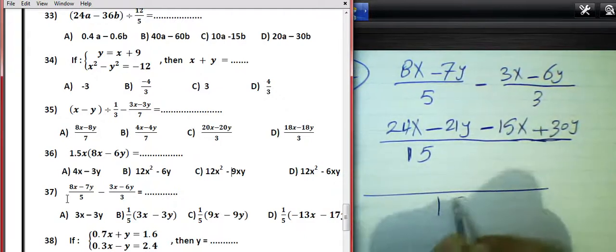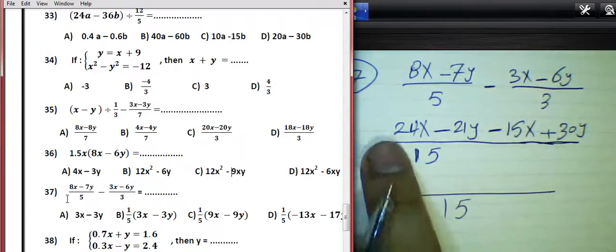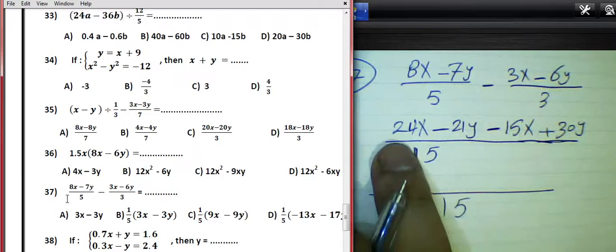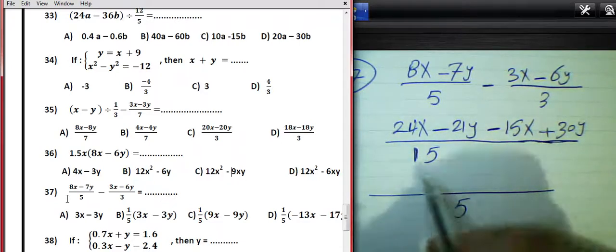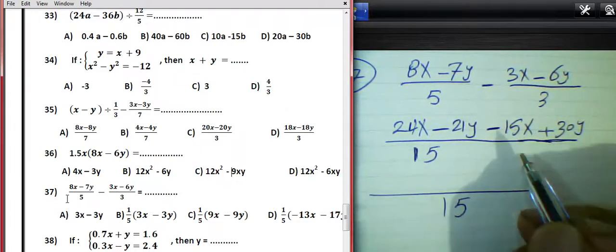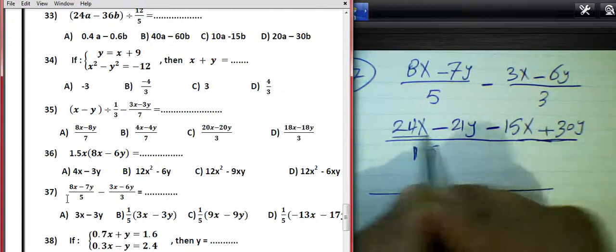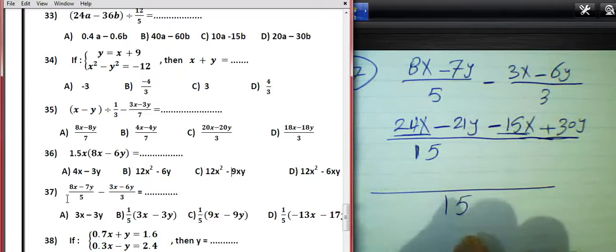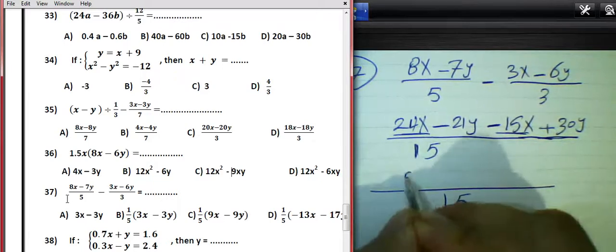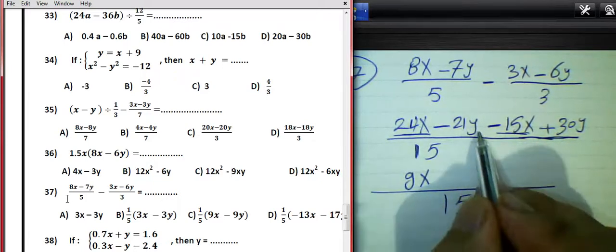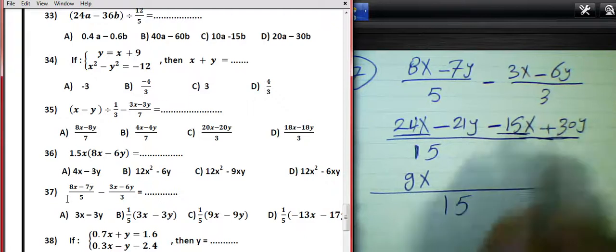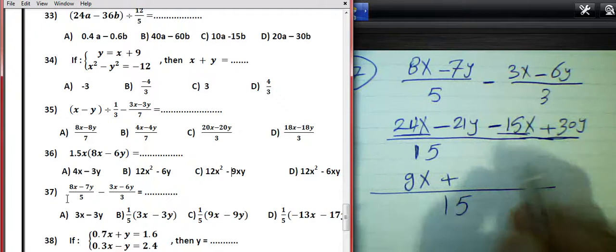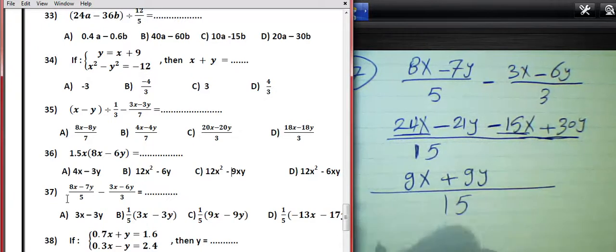Okay, and 15 right here in the denominator. 24x subtract 15x. We can subtract 24x and 15x to find the result of these two terms because they are similar. 24 subtract 15 equals 9x. And negative 21y plus 30y, we can write positive here because 30 is more than 21. So 30 minus 21 equals 9y.